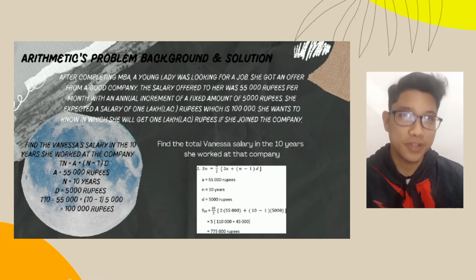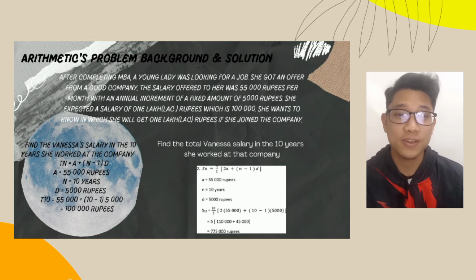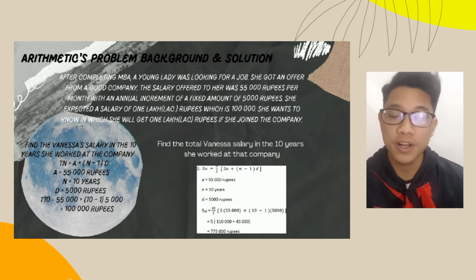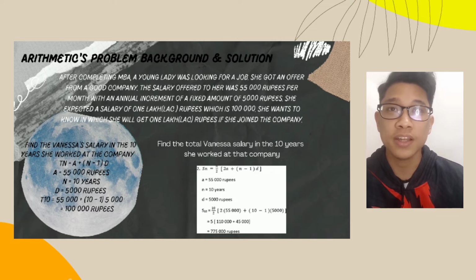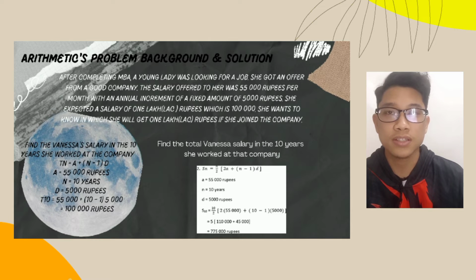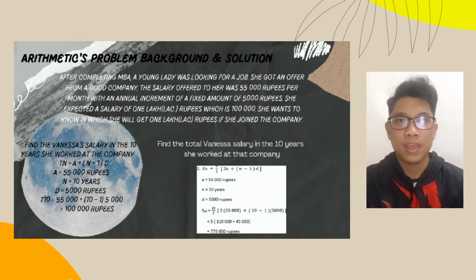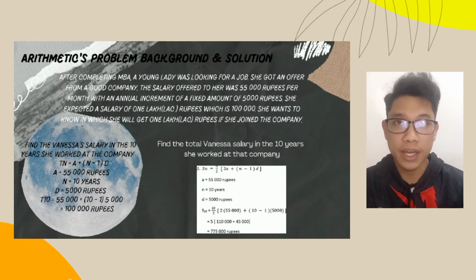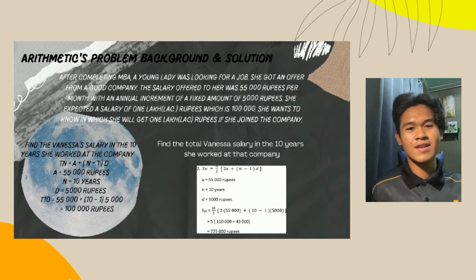So we use the formula T10 equal to 55,000 plus in bracket 10 minus 1 times 500. So the answer is 100,000 rupees. So when Vanessa worked at the company for 10 years, she gets 100,000 rupees.